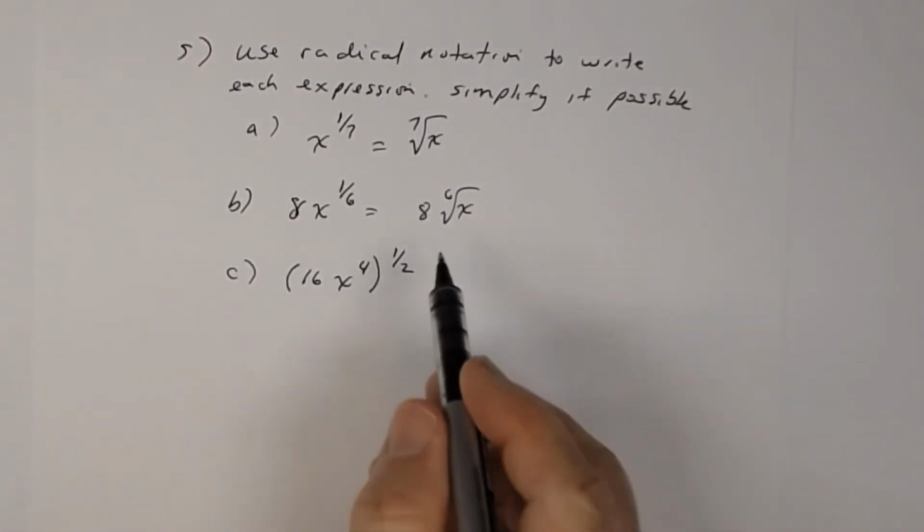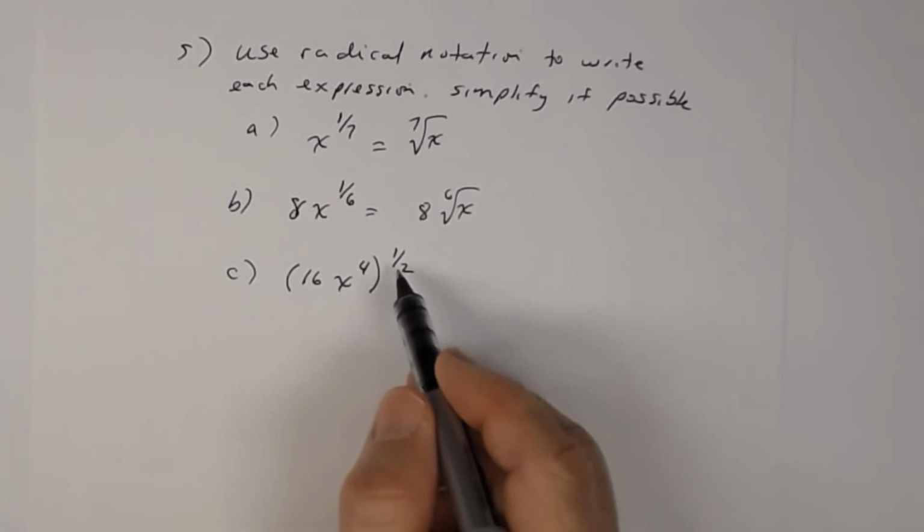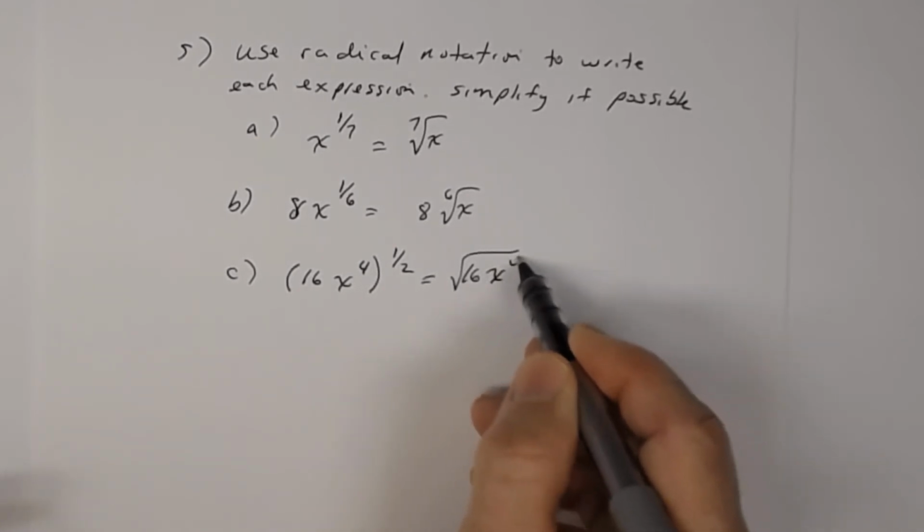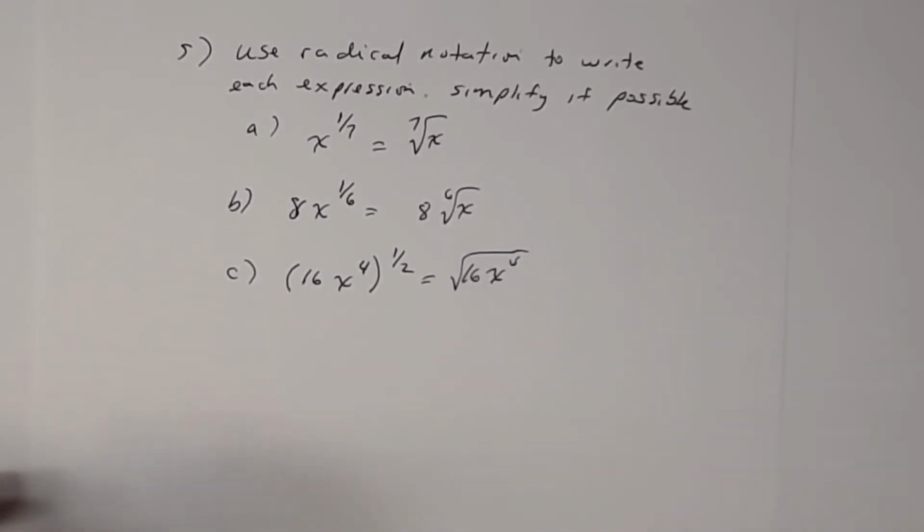Let's change it to the radical. So the rational exponent means, see the index, the denominator is 2, so that will be your index. It'll be the square root. So it'll be the square root of 16 x to the 4th. And you learned how to deal with that in a previous lesson.